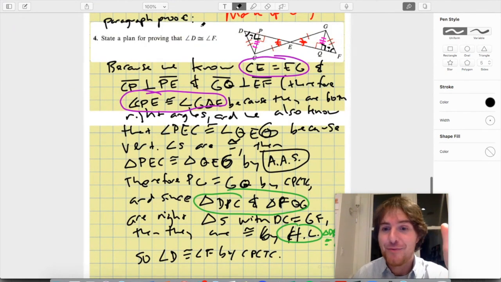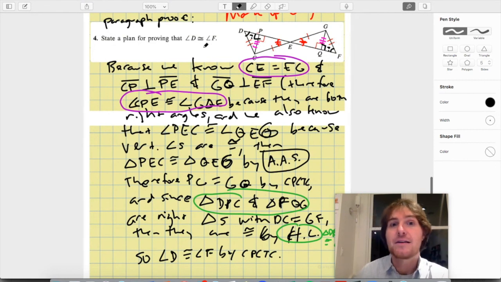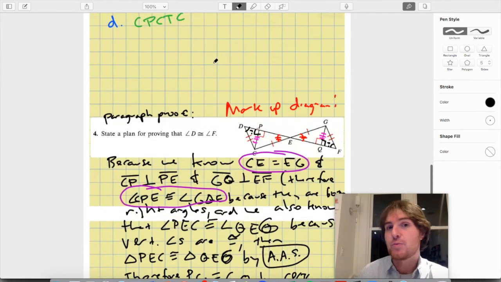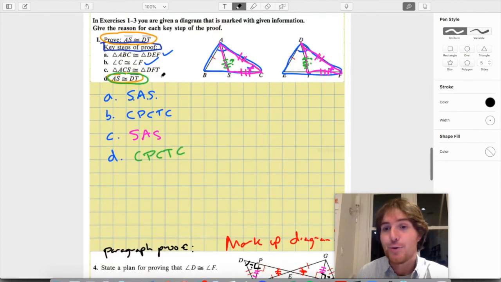Okay, so hopefully you watched that to get another example of what a paragraph proof looks like, if you're trying to write a paragraph proof. I just forgot to do that as an example. And your homework when you're doing this problem here is to state a plan for proving angle D is congruent to angle F. You can do that much more simply. It can be just much more like this, where you just mention the key steps.